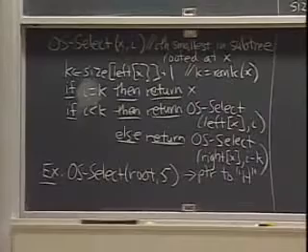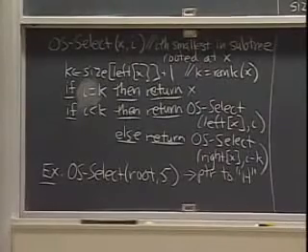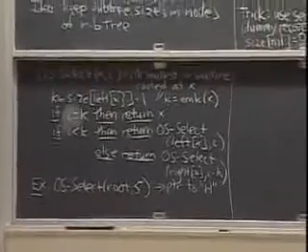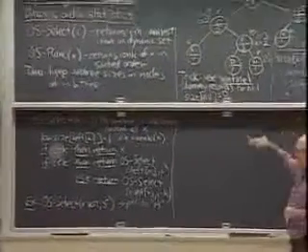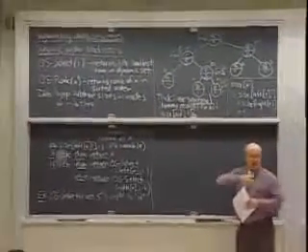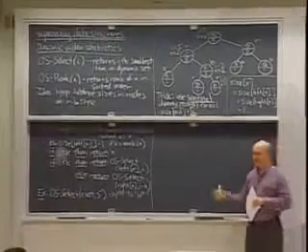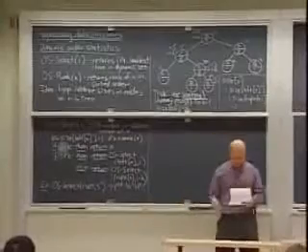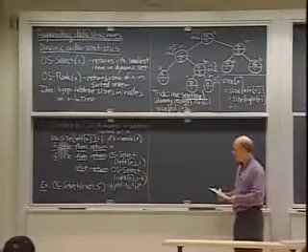Okay, so any questions about what's going on in this code? Okay, so it's basically just finding its way down. The subtree sizes help it make the decision as to which way it should go to find the ith largest.